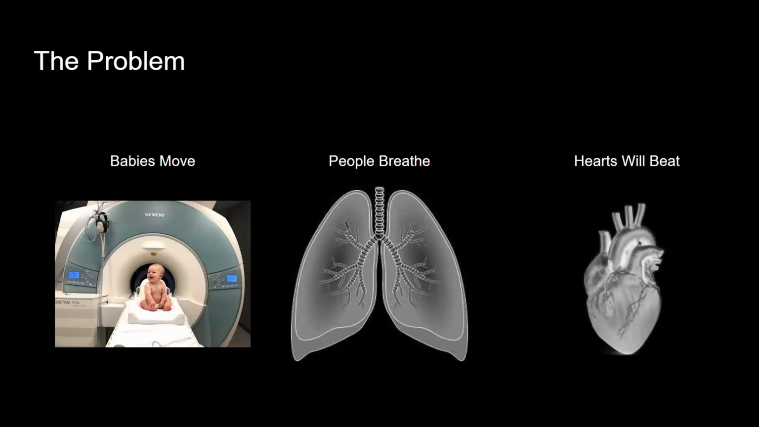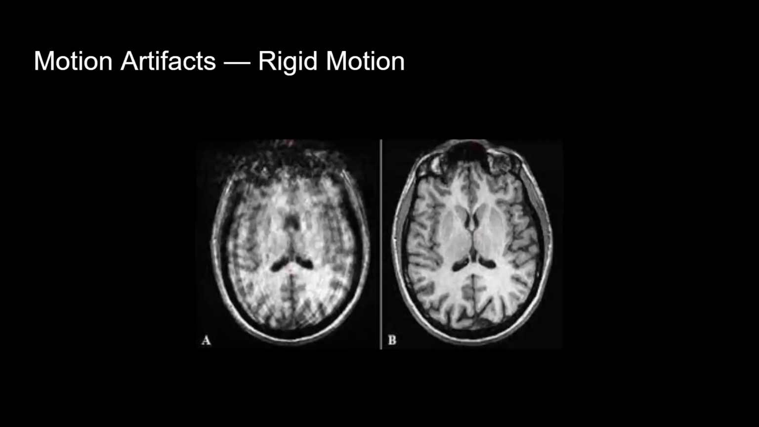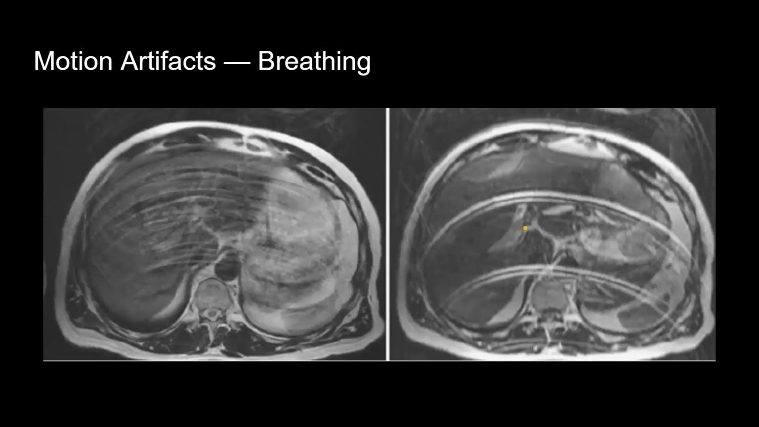To get started, we'll talk about the problem. There's a lot of causes of motion. Babies could be moving in a scan, people could be breathing, hearts could be beating, and that will cause motion artifacts. Some examples we might have already seen are rigid motion, like shaking your head side to side, which would cause blurring artifacts. If you're imaging during breathing, breathing could cause aliasing and blurring as well. So these are things that we want to try to avoid.